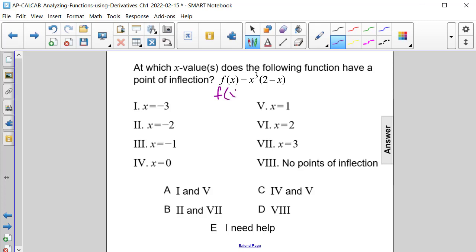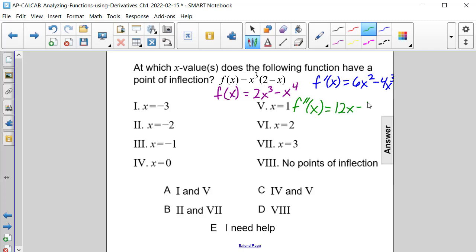So f of x can also be rewritten as 2x to the third minus x to the fourth. And then from here, we can calculate the first and second derivative. So the first derivative, or f prime of x, is going to be equal to, by the power rule, 6x squared minus 4x to the third. All right, now we can find the second derivative. F double prime of x is going to be equal to 12x minus 12x squared.